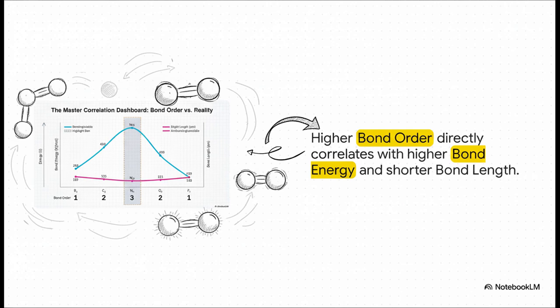As the bond order goes up from 1 to 2 to 3, the bond energy, how strong the bond is, goes right up with it. At the same time, the bond length, the distance between the atoms, gets shorter and tighter. The theory's predictions line up perfectly with what we can actually measure.